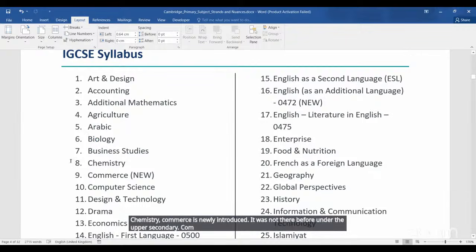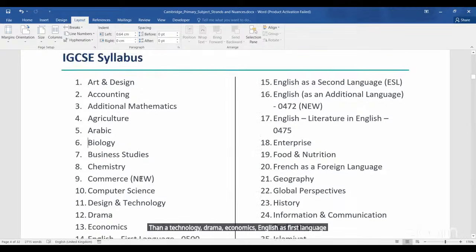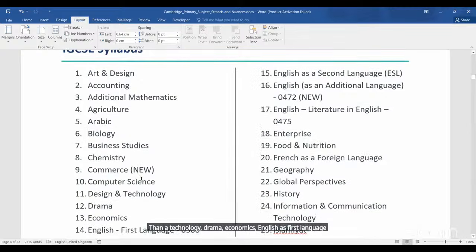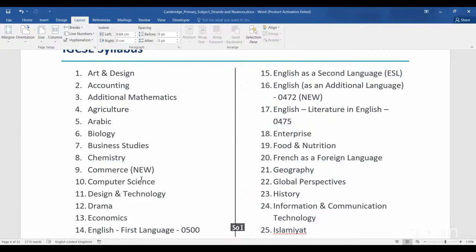Computer science, then technology, drama, economics, English as first language. That's the code. Number 15, English as a second language. Then last year, they just created, because some schools are complaining about the structure of ESL, so they now came up with the EAL, English as an additional language. So I advise schools now in Nigeria to adopt English as an item 16.